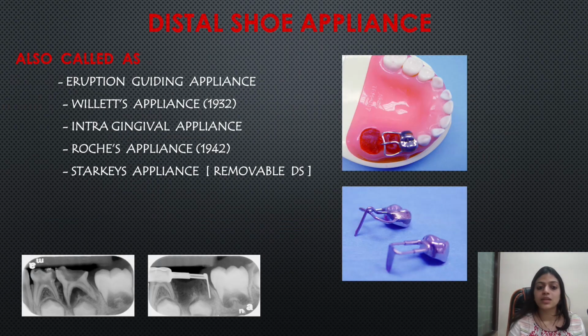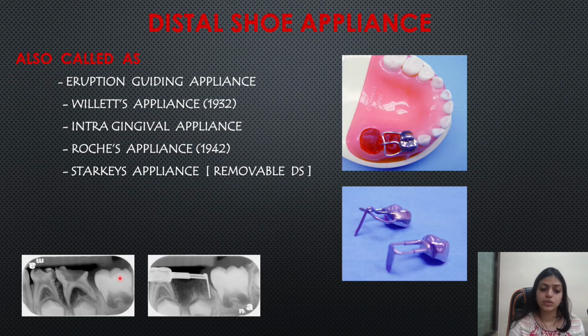Okay, then comes another appliance which is distal shoe appliance. It's also called an eruption guiding appliance because it guides the eruption of the first permanent molar. It's also called Willett's appliance after the person who invented it, intragingival appliance, Roche's appliance, or Starkey's appliance, which is a modification of it. Okay, so this is how it looks. Can be given with a band or a crown.